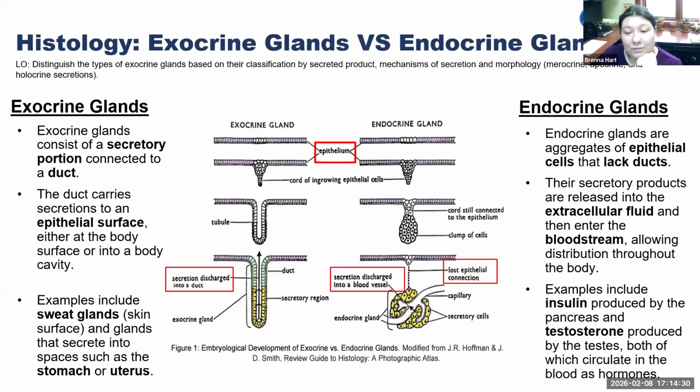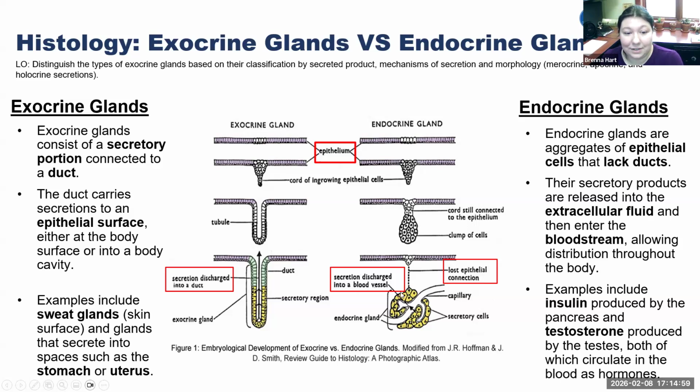All right, now moving on to histology. So we have exocrine glands and endocrine glands. You can see that they both start out fairly similar. Even here you have this cord of ingrowing epithelial cells going downwards for both. The difference is right about here. The exocrine glands are going to remain as a tubule, whereas the endocrine glands, there is not going to be a duct, there is no tubule, and this cord of epithelial cells will be cut.